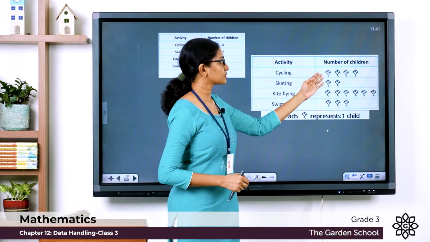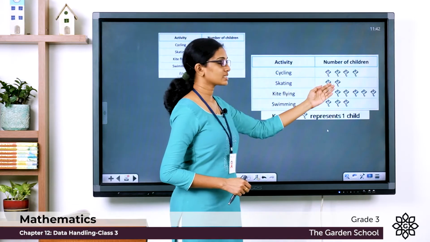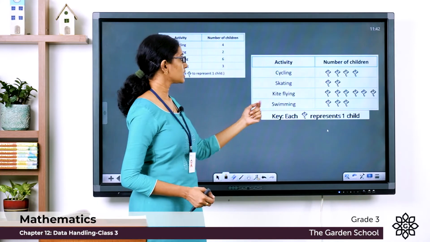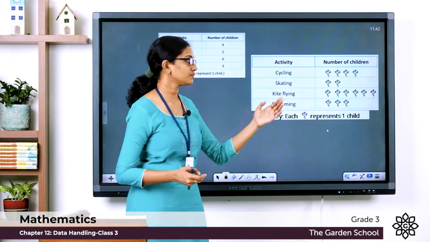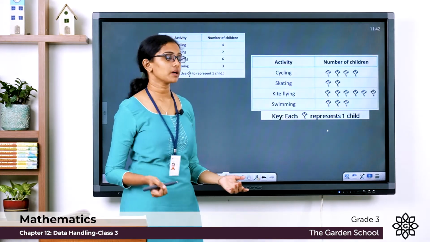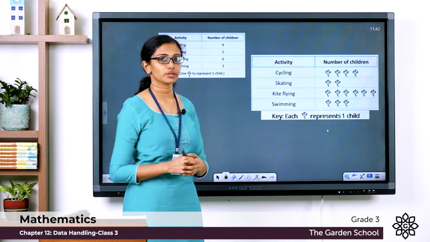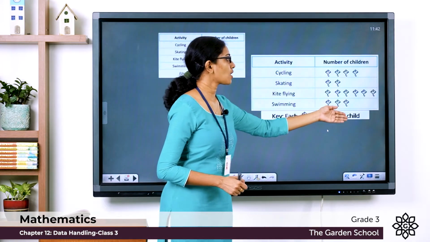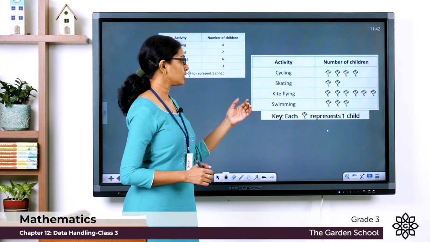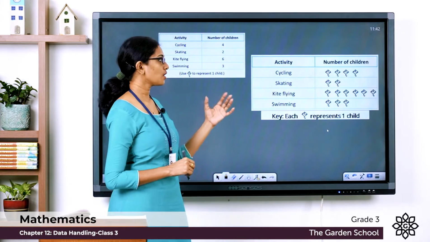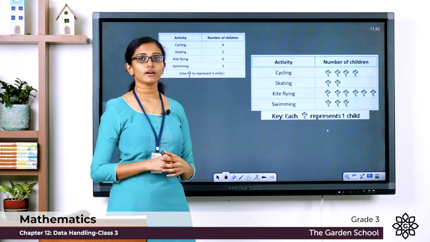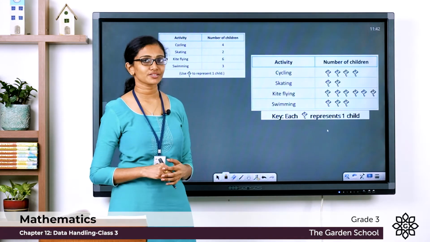Cycling is the favorite activity of 4 children, skating is liked by 2, kite flying is liked by how many? 6 children and then swimming is the favorite activity of 3 children. And don't forget to mention the key as well in the pictograph. So we have written key, each symbol represents one child. Don't forget to write this part. So this is how your final pictograph may look like. Hope you understood this one.